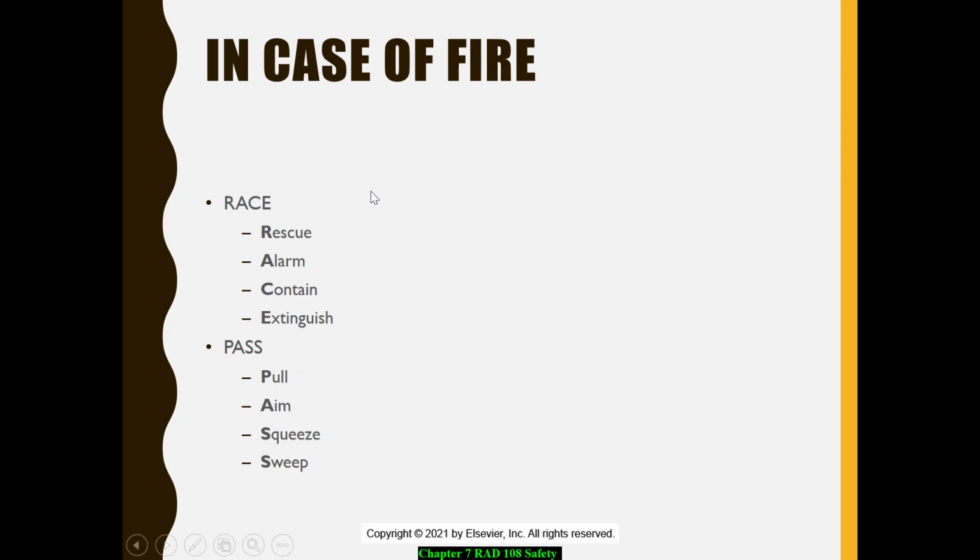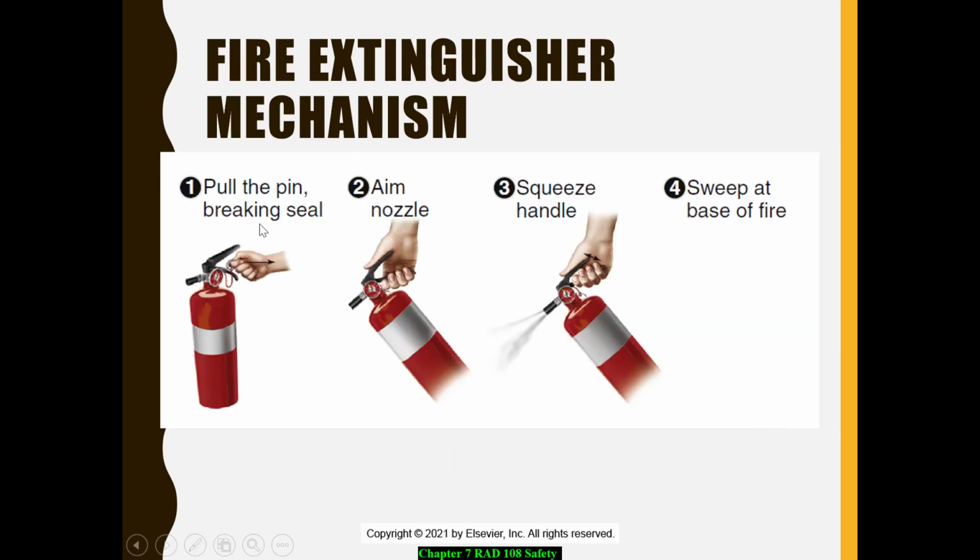In case of a fire, there is an acronym that's used called RACE. It stands for Rescue, Alarm, Contain, and Extinguish. There is another acronym that's called PASS, for using the fire extinguisher. So you pull the pin, aim, squeeze, and sweep. A fire extinguisher is going to look something like this, and it will be available in all of the departments. You will pull your pin, breaking your seal, aim your nozzle, squeeze your handle, and then you're going to sweep at the base of the fire.